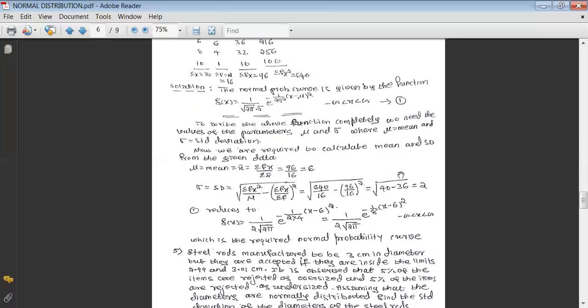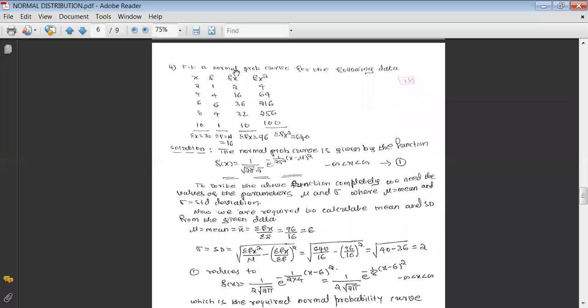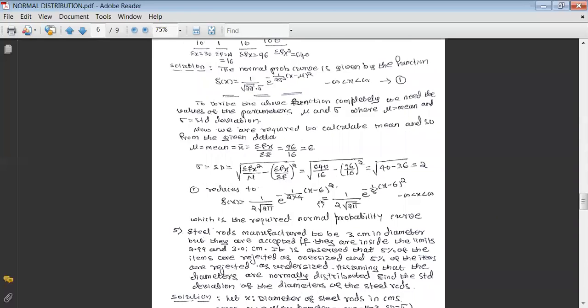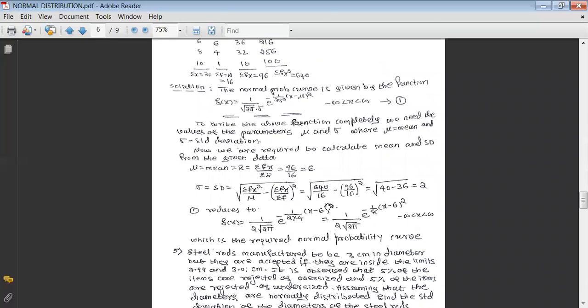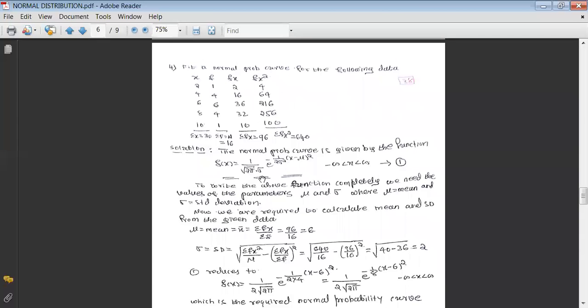Now we got both the values, mu and sigma. Once you substitute them in equation 1, we get the function as 1 divided by 2 root 2 pi e raised to minus 1 upon 8 into x minus 6 whole square, where x lies between minus infinity and plus infinity. If we give different values for x, we will get the corresponding values of f of x, and once you plot that, we get the required normal probability curve for the given data. That is the way we can find the normal probability curve for the given numerical data of x along with some frequencies.